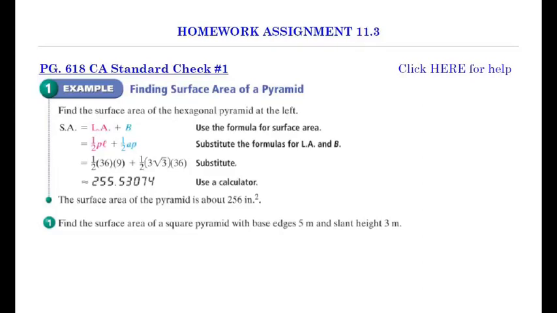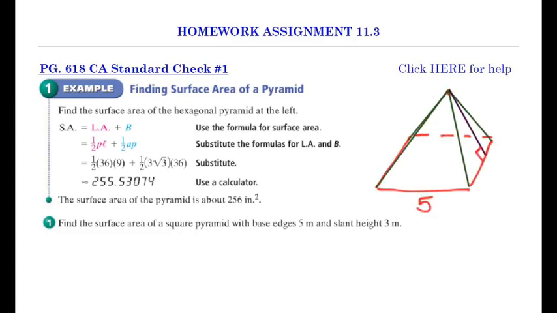Alright, we're going to look at surface area and lateral area for pyramids as we go through this. The big difference is that our lateral area is going to be triangles for these shapes. And so we're going to find the surface area of a square pyramid. So the base is 5, the slant height is 3. That's what it looks like.